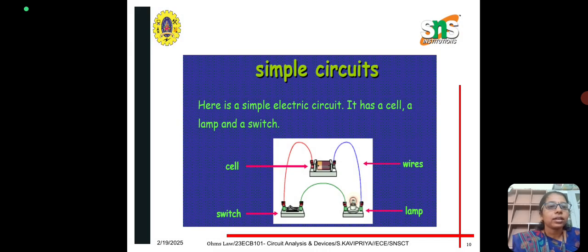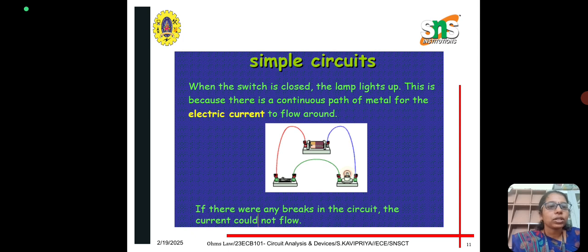Next is a simple electric circuit. It has a cell, a lamp and a switch. When the switch is closed, the lamp lights up. This is because there is a continuous path of metal for electric current to flow around. If there were any breaks in the circuit, the current could not flow.